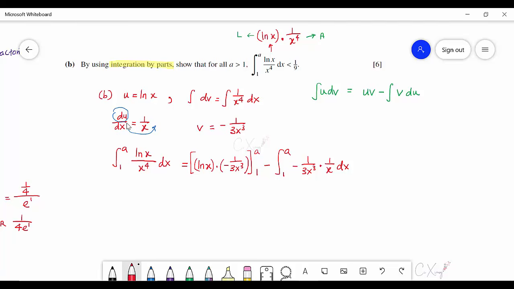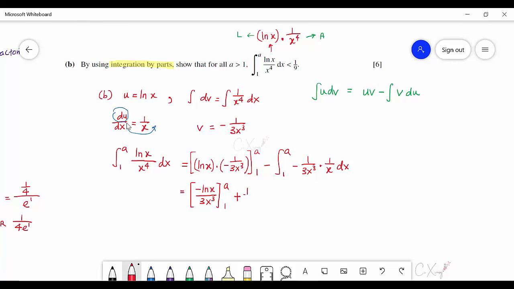Okay, so we try to substitute everything according to the formula. Right, now we have to be very careful when we substitute all the values. Usually I will try to rephrase everything in a simpler way before I substitute any value, or before I continue with my integration.